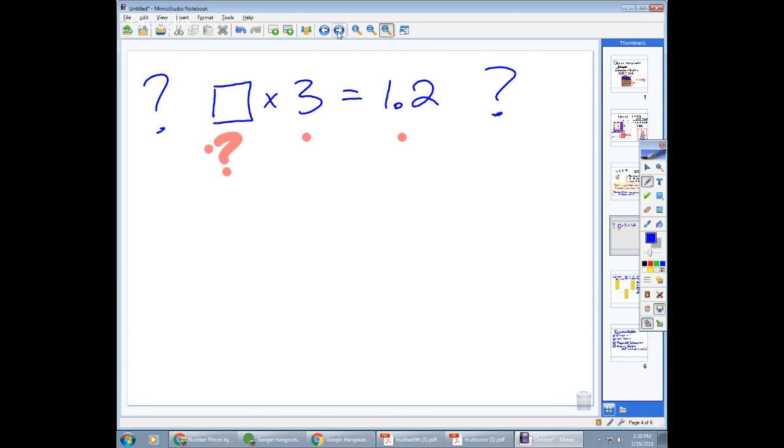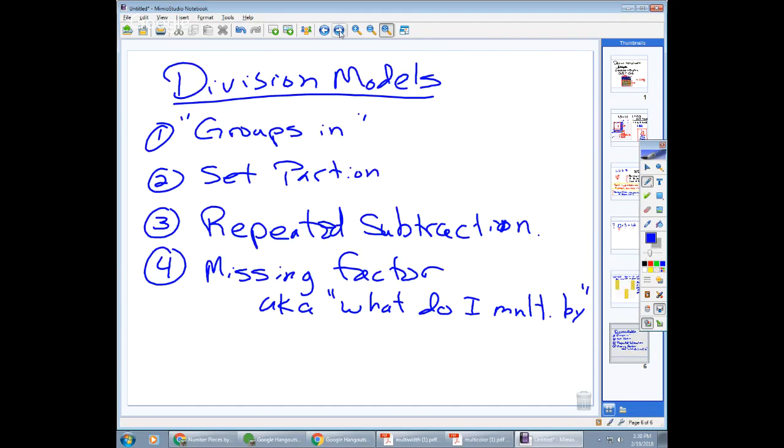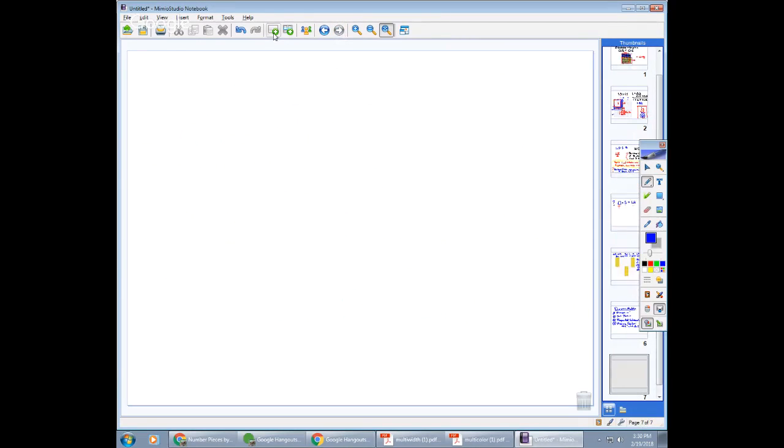So let's try it. I'm going to redraw it a little bit different after that. So 1.2 divided by 3. 3 goes into 1 2/10. So, I thought that's the one we just did. No, we did the set partition. We want to split 1.2 into 3 groups, right? Slight different twist there.